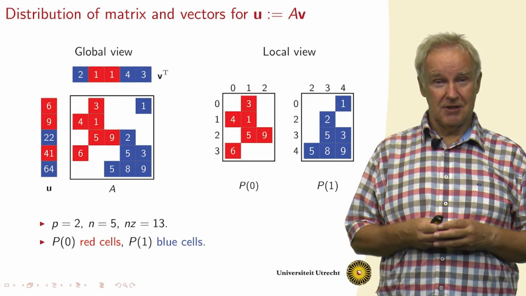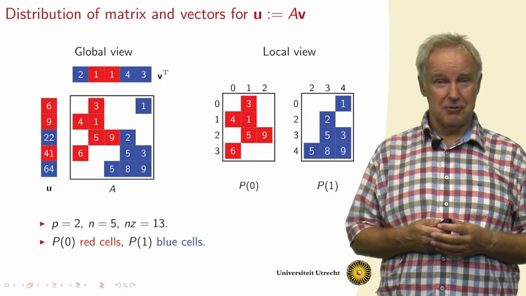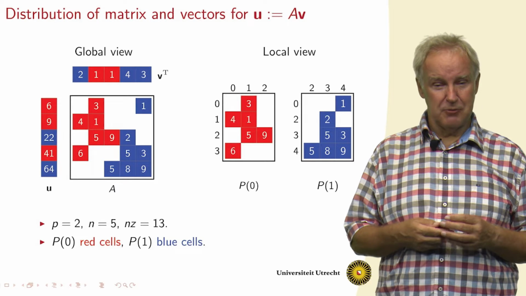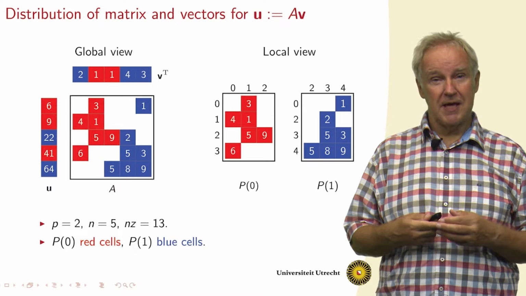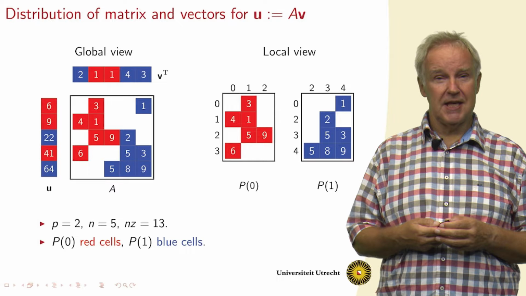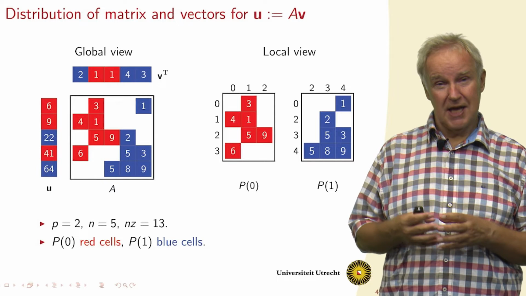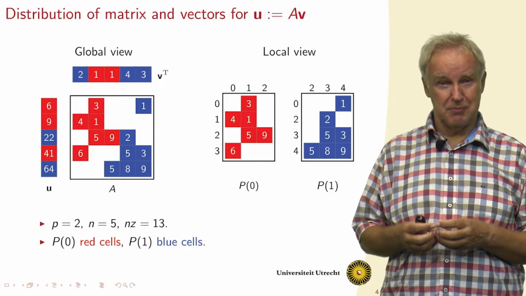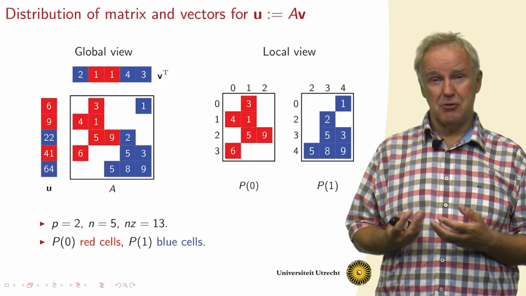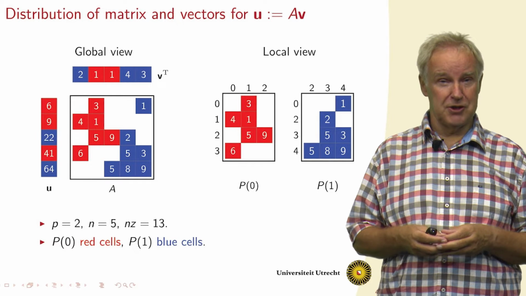Here we see a distribution of both the matrix and the vectors, and this is to the left a global picture. We have a blue and a red processor. The red processor is processor 0, the blue processor is processor 1. And you see here that a number of non-zeros are assigned to the red processor. And to the right, you see the local view of this processor, containing only the non-zeros and their rows. So the rows that contain a non-zero or the columns that contain a non-zero.